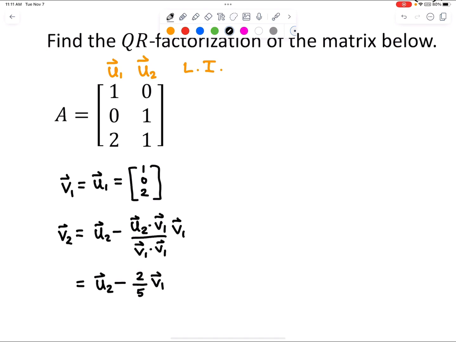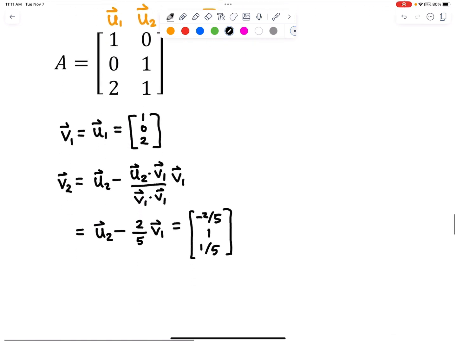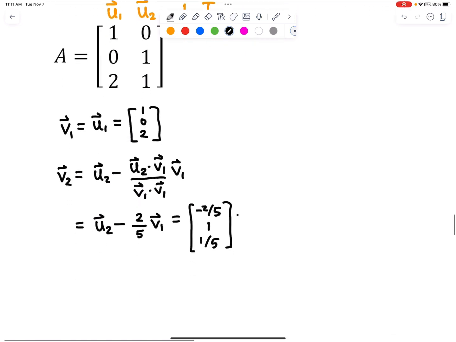So we have to remove 2/5 of v1 from u2. That winds up producing the following vector: negative 2/5, 1, 1/5. And when there are fractions involved like this, it's helpful to factor out that common denominator. So we'll factor out a 1/5 and say 1/5 times the vector negative 2, 5, 1. This is our v2. So v1 and v2 are orthogonal to each other.